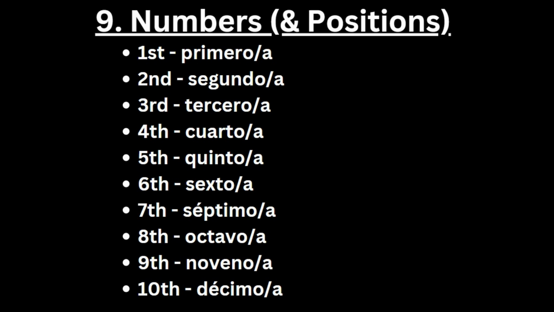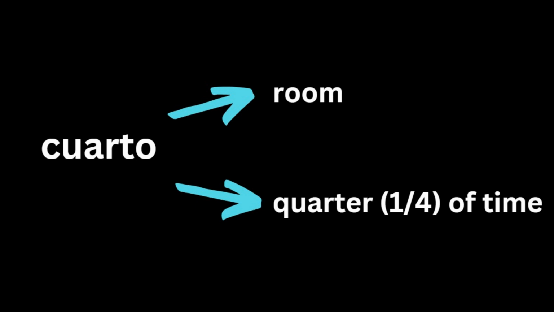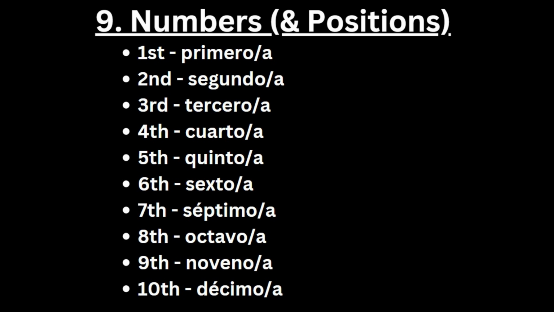The last concept is positions of numbers, and these have genders. First is primero or primera. Second is segundo or segunda. It can also mean second as in time. I already covered that. Tercero, tercera. Cuarto, cuarta. Also, cuarto can mean room or quarter of the time, but the meaning again changes in context. Quinto, quinta. Sexto, sexta. Séptimo, séptima. Octavo, octava. Noveno, novena. Décimo, décima. There is no point of learning numbers beyond that, and it's actually a concept I'll cover in a future video.